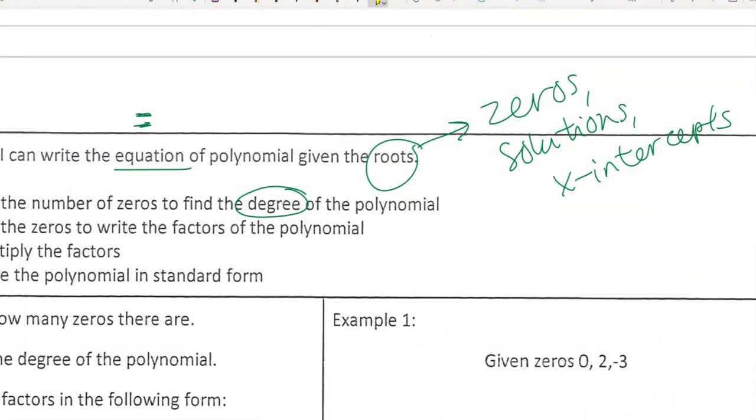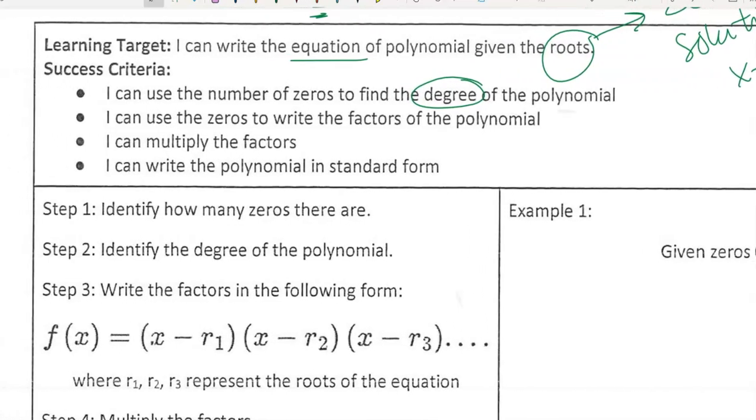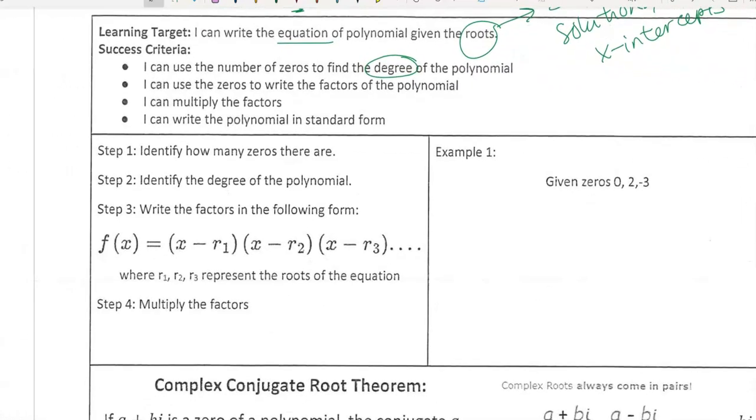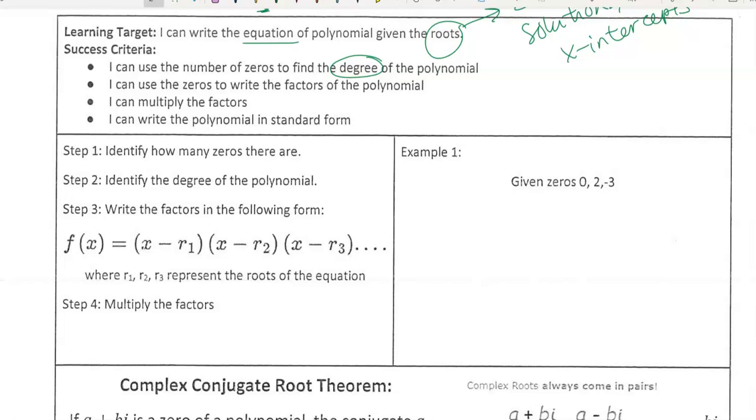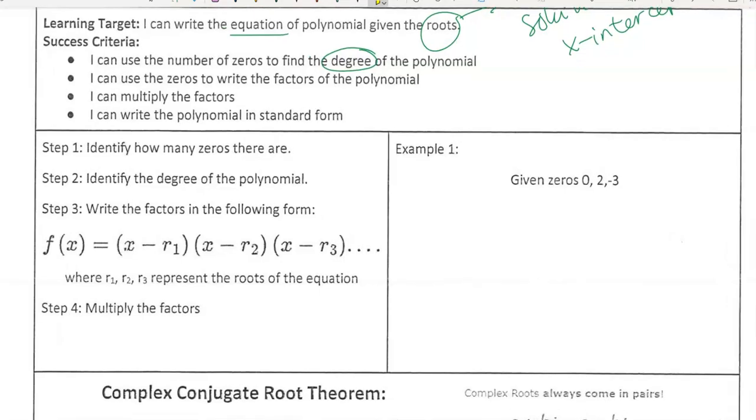Now on these, we're going to be working backwards, like I said. So we're being given the roots, and now we are going to determine the degree based on the roots. And we're also going to find the equation of the polynomial. So we can use zeros to write the factors, we can multiply the factors, and then write the polynomial in standard form. As usual, these are steps. 1, 2, 3, 4.